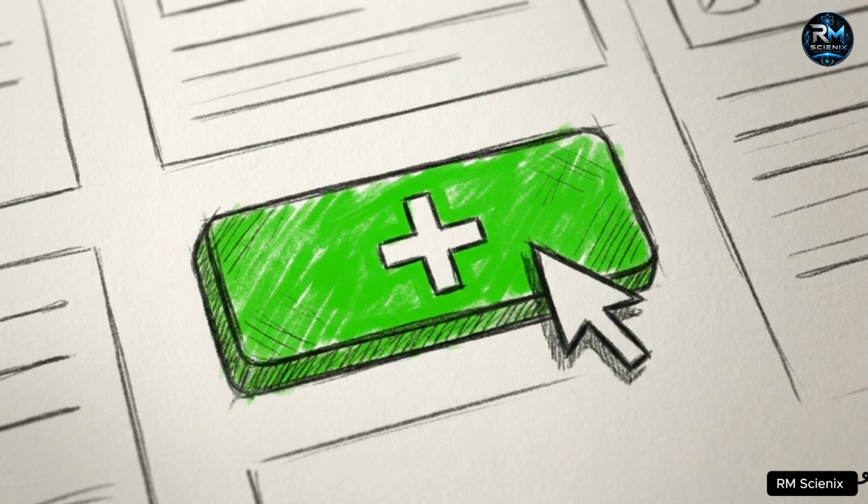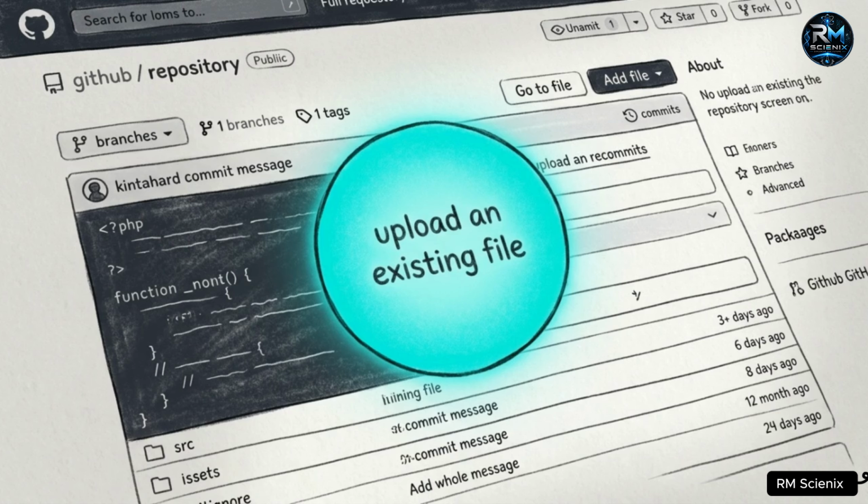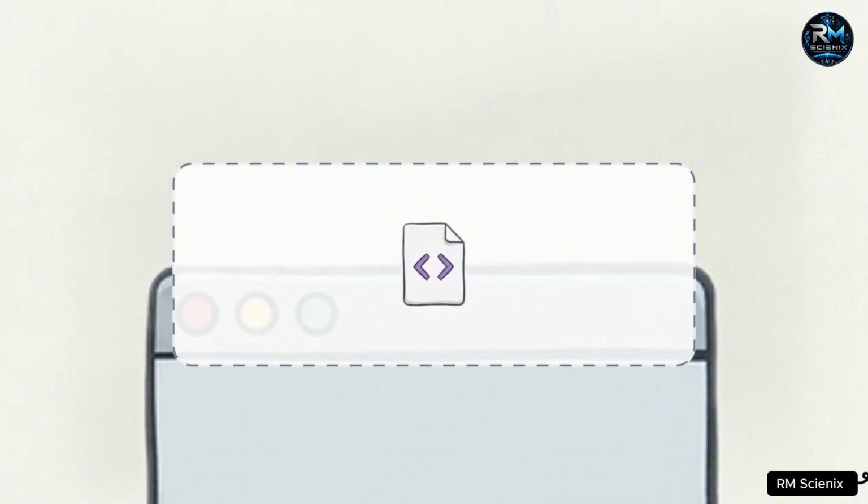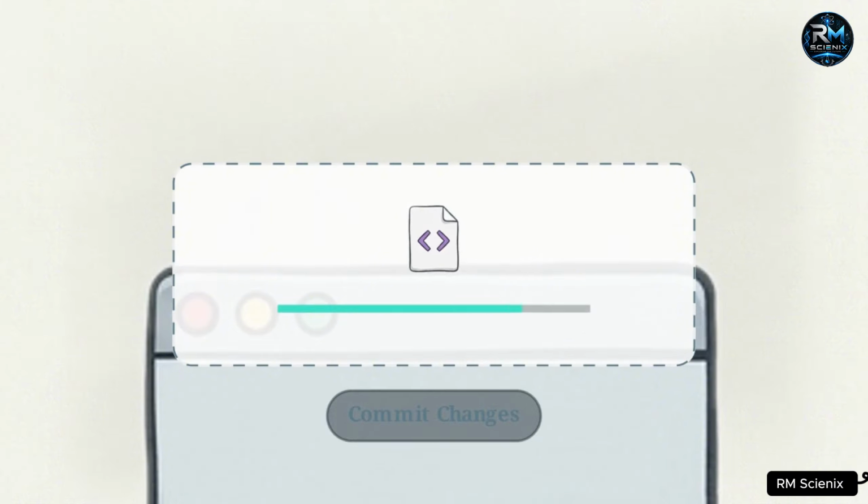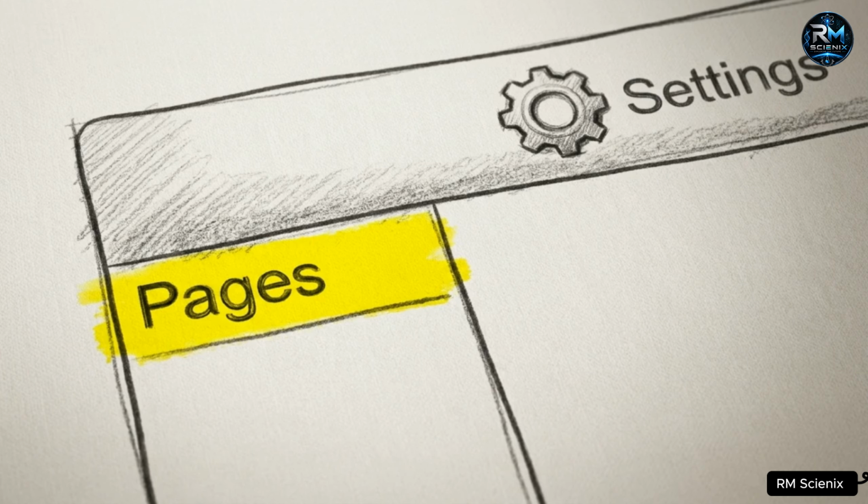Next, we need to host the site. Log into GitHub, click Create New Repository, and give it the name of your business. To avoid using the developer command line, click the option that says Upload an existing file located near the center of the screen. Drag your renamed index file into the browser, wait for the upload to complete, and click Commit Changes.